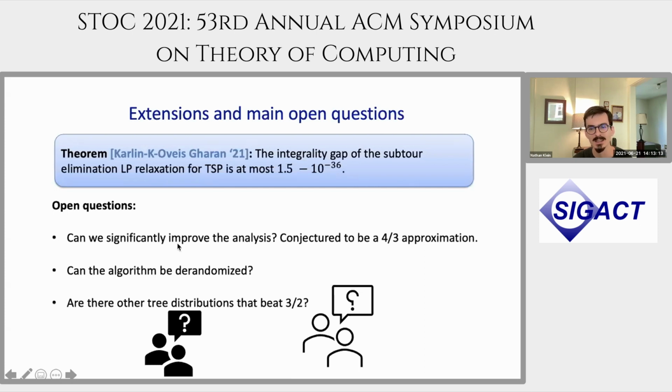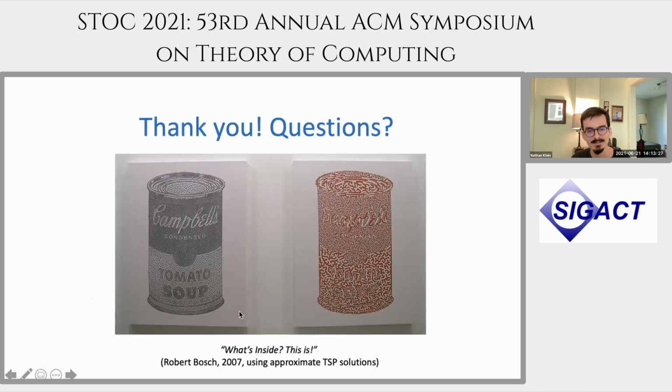But the main open question is whether our analysis can be greatly improved. So we still have no idea how much better than 3/2 the algorithm actually is. And it's conjectured to be a 4/3 approximation. So we're very excited to see if more progress can be made. So thanks a lot.